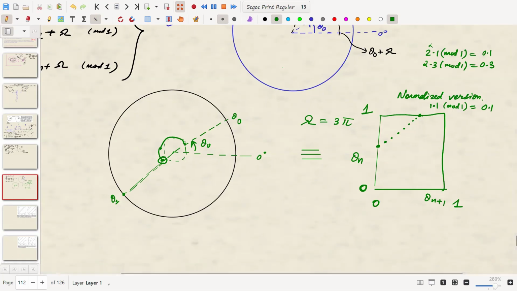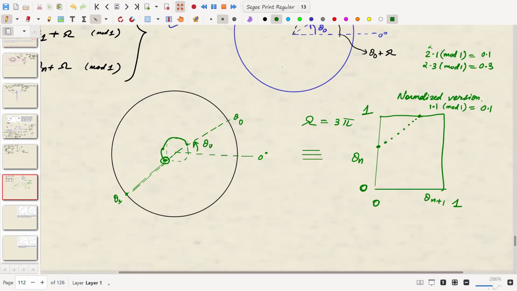Anyway, let us not make it complicated. Let us go back. So you increase theta naught, keep on increasing, it will increase to 1. It cannot increase more than that. Now it will be forced to move down. The moment it hits 1, if it is 1.1, it will be forced to move back to 0. Now you can see this will be around 0.1. Now again it will start.